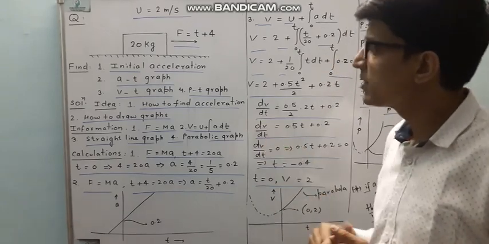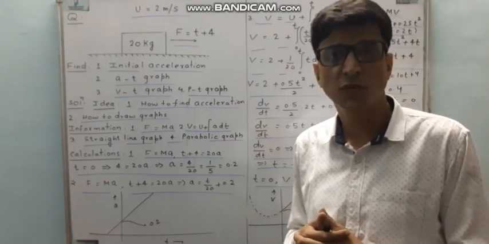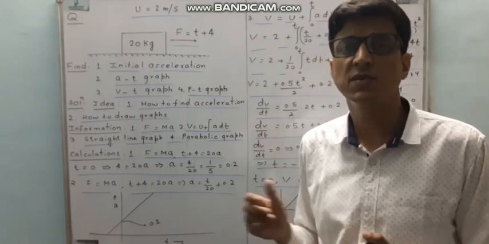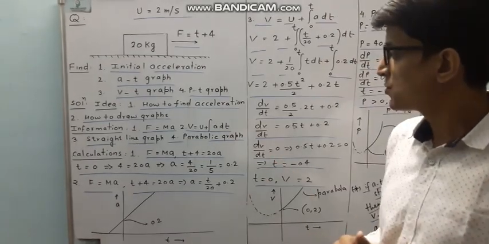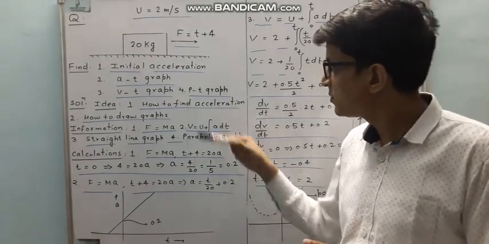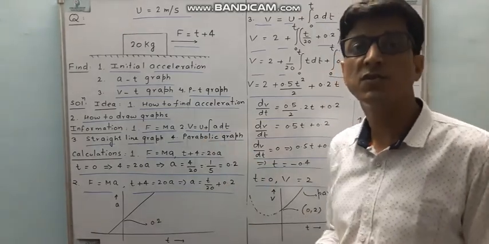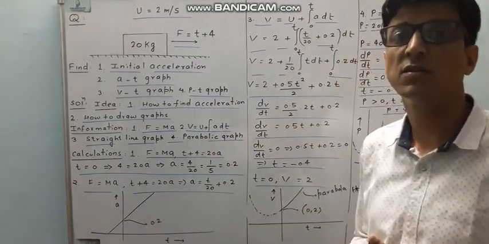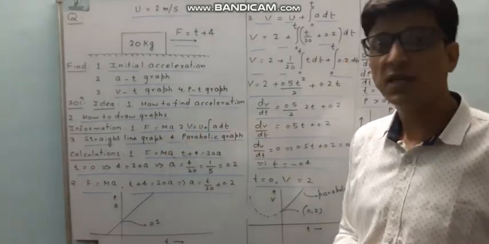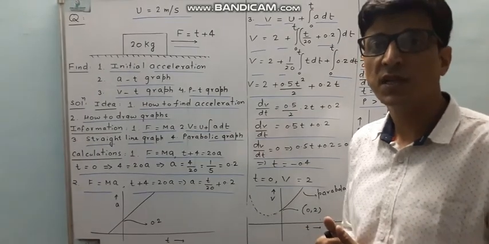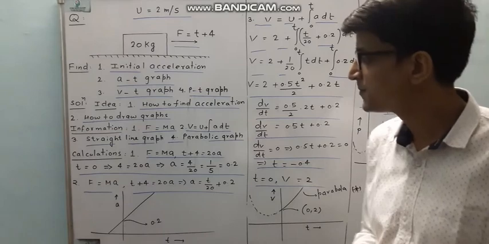Now let's talk about the information. We know that acceleration can be found from the force equation. Force is equal to ma, which is the second equation of motion for constant mass. Another thing is we need to find velocity. We know the relation from the first equation of motion, v is u plus integration of a dt for variable acceleration. Third is information about straight line graphs. We need to know how to draw straight line graphs. Then parabolic graphs, we need to know how to draw parabolic graphs.